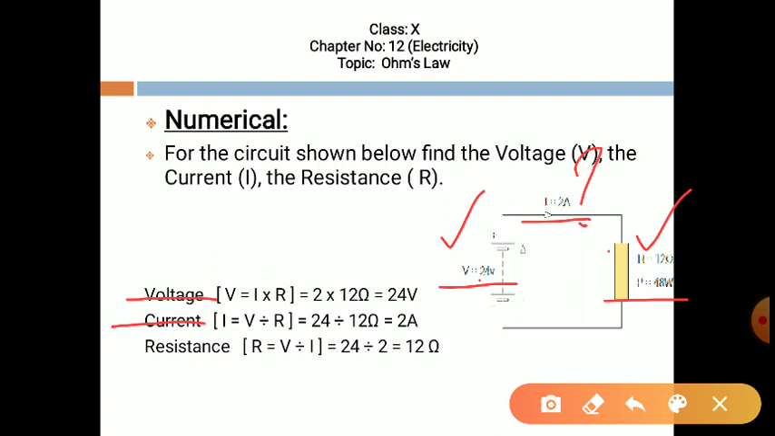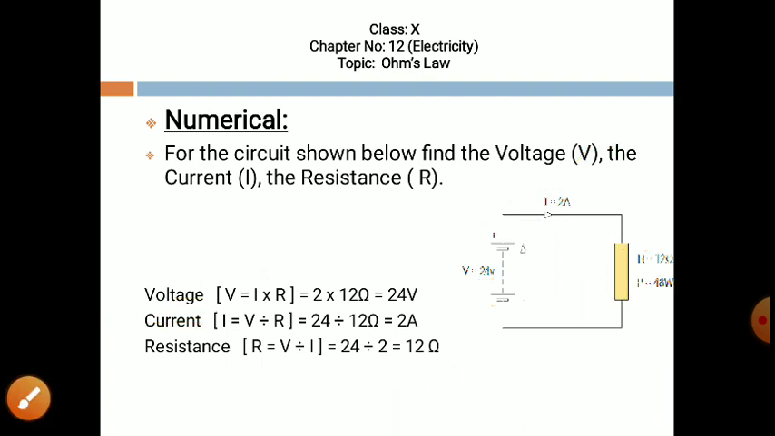The current flowing through the circuit is 2 ampere. And if you are supposed to find out the resistance, then R is equal to V by I, where V is 24 volt and I is 2 ampere given in the circuit, and by the formula R is equal to V by I, you get 24 by 2, 12 ohm. So 12 ohm will be the resistance of the circuit.